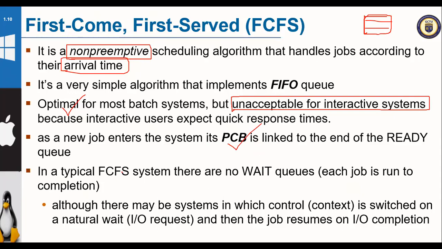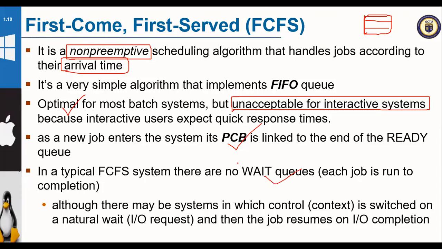In a typical first come, first serve system, there are no wait queues. Each job is run to completion. What is the wait queue here? There's no IO wait, okay? The job is run to completion. So once you start, you finish your work. There is no wait. There's no time your process will be in the wait queue. Once it moves from the ready queue, it goes straight to the CPU. And because you have the whole time to execute, you don't need any wait queue.